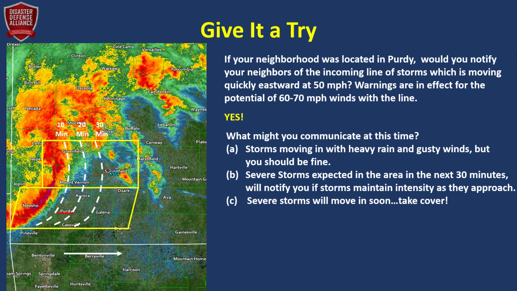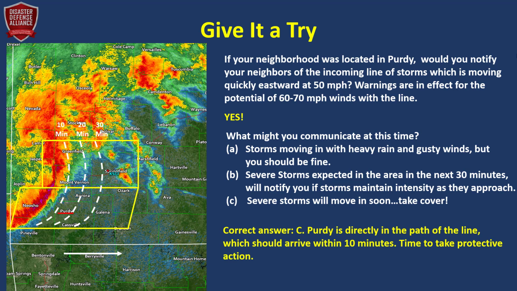So what should you communicate to them? Which answer seems best? In this example, the correct answer is C. Purdy is not only directly in the path of the storms, but the storms are likely 10 minutes away or less. It's time to notify neighbors to take cover.